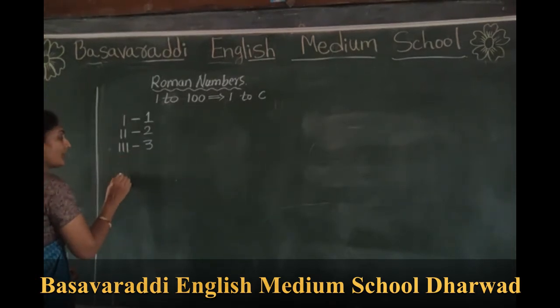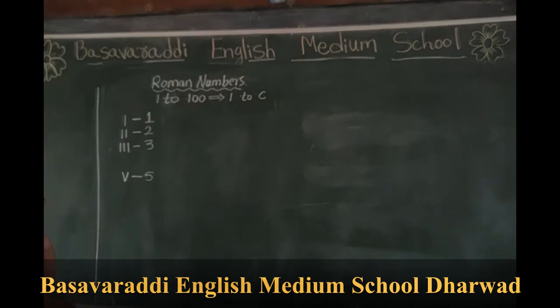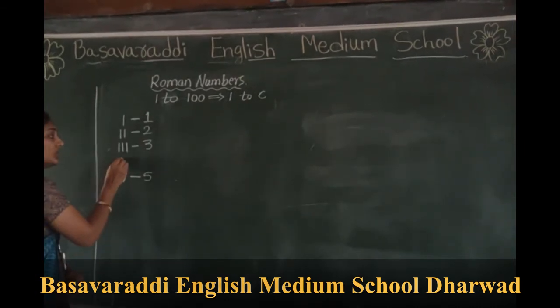So next, 5. Already you know V is equal to 5. But how to write the 4 here? How to write the 4? Apply the third rule. What is the third rule?